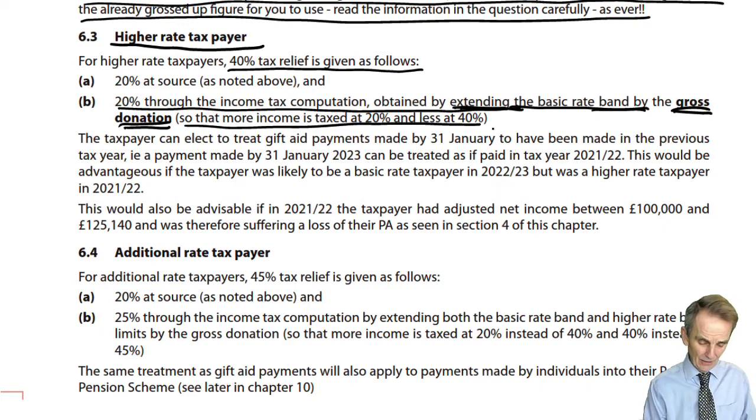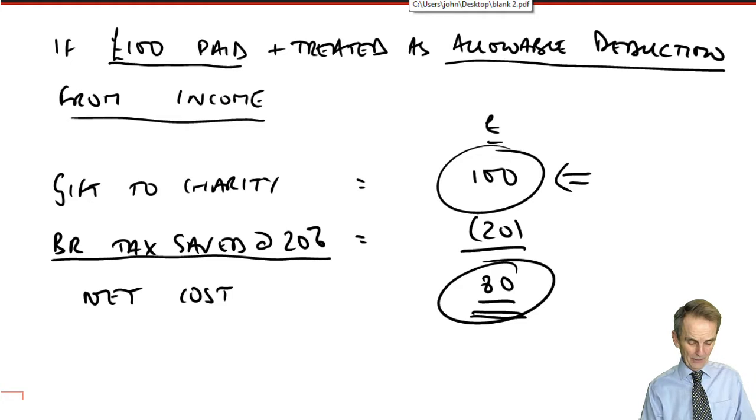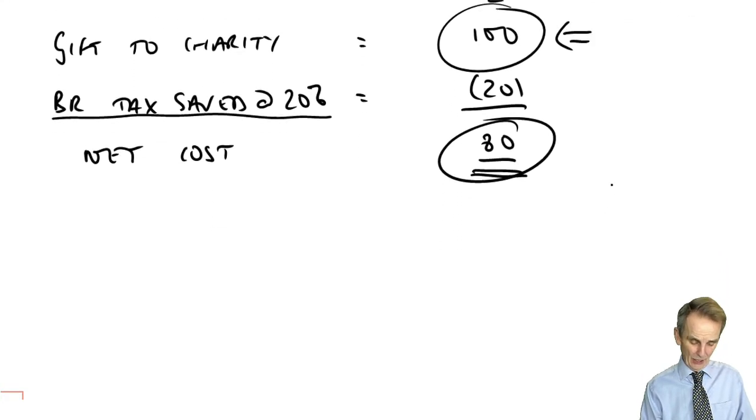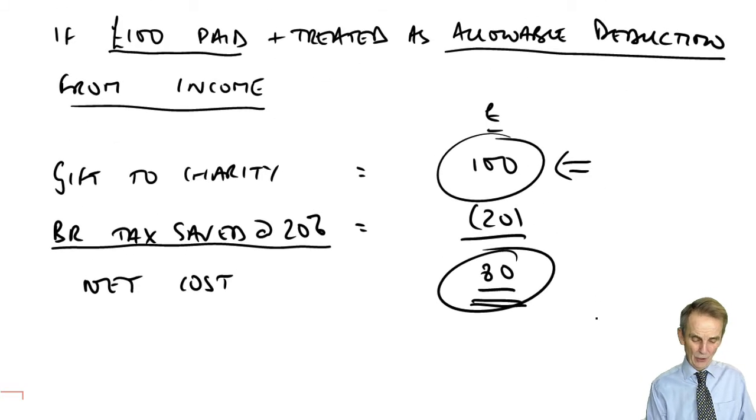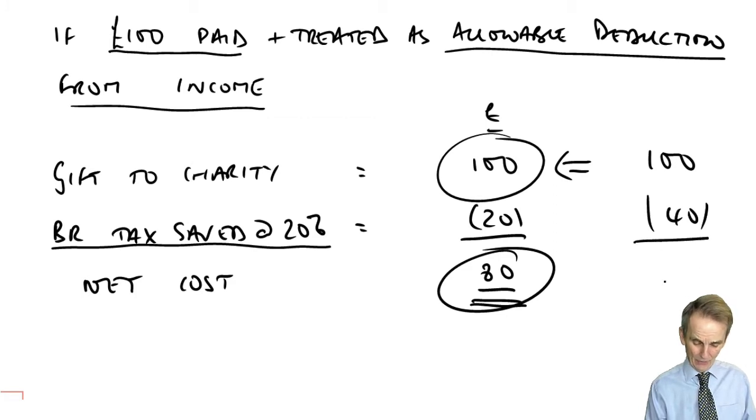So effectively, if I take you back to, not that I like to give explanations, but you would want, if you're a higher rate taxpayer, if it's treated as allowable deduction, you'd have £100. The tax would be saved at 40%. You're a higher rate taxpayer. There's £40 there, and that would mean that your net cost is £60.